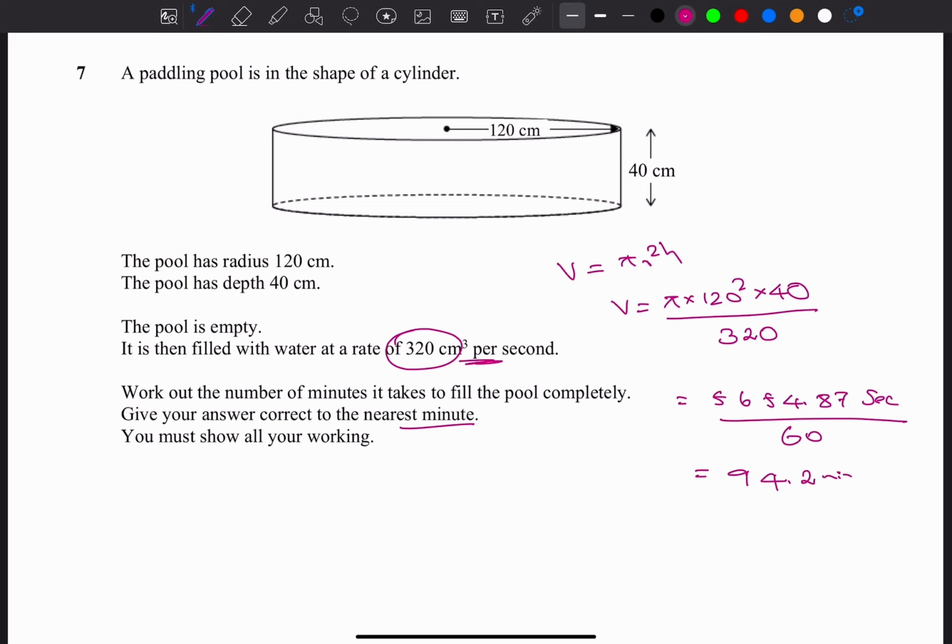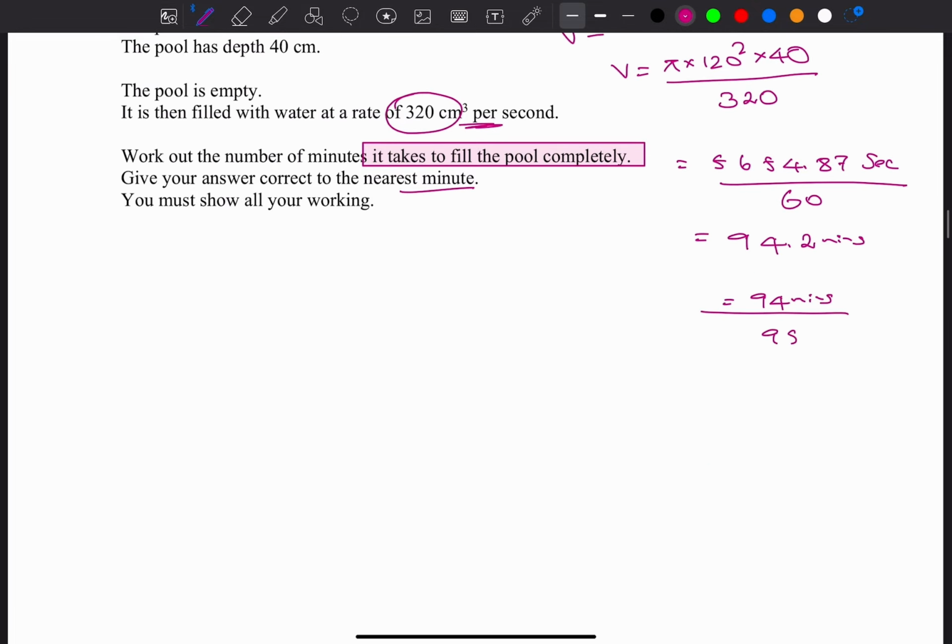minutes. You will always round it down because it is the number of minutes to completely fill the thing. So you could write 94, 95. So I'm just going to write 94 then. Okay, 94, 95 was fine. Next one.